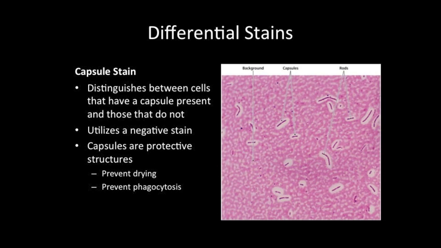The capsule stain is a differential stain performed to determine if a cell has a capsule present. A capsule is a structure located outside the cell walls of some bacteria. The capsule is composed of polysaccharides or a combination of polysaccharides and protein. Capsules help prevent the cell from drying out, and for pathogens, helps prevent phagocytosis by the immune cells of the host.